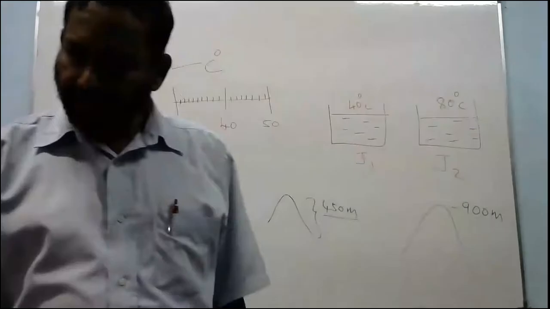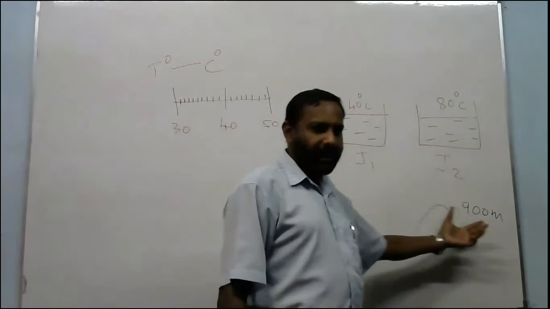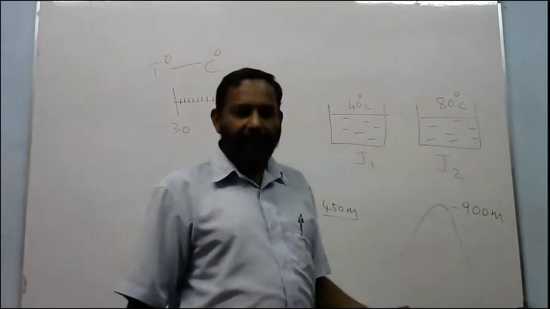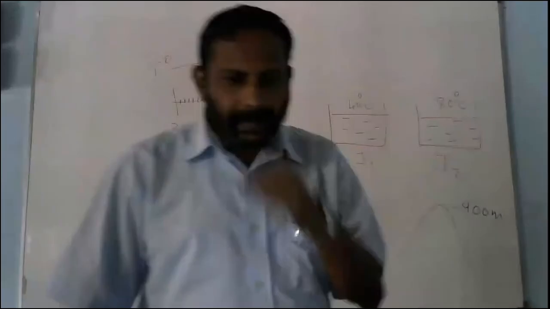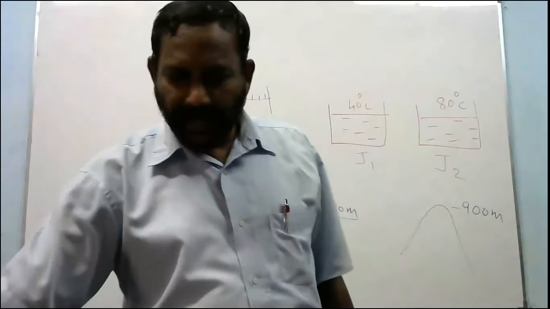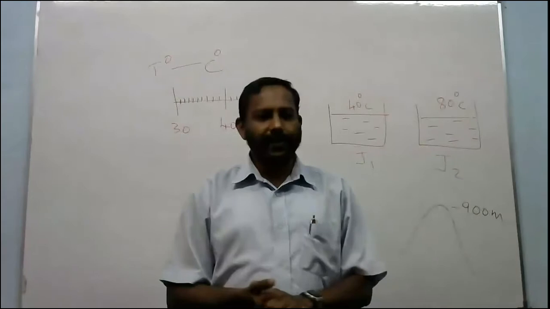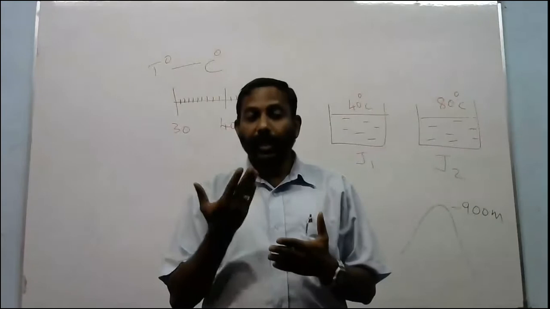No. Why? Because this is 450, this is 900. So it has twice the height of Kandy. Yes, we can say. That is the specialty of this data, interval data, but they don't have a true zero. That is the problem. True zero is not existing, but we can compare two different sets of data.